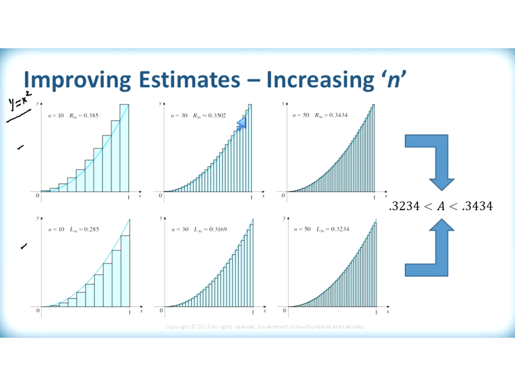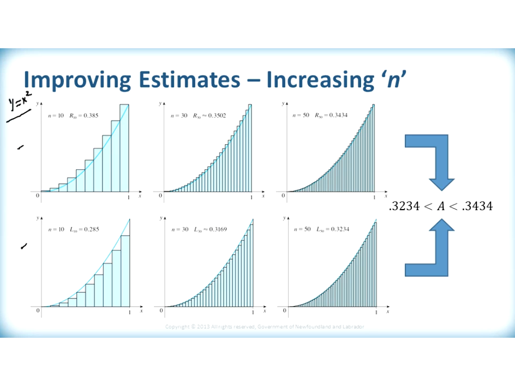And we've gone from an upper estimate that was at 0.385 to a new upper estimate at 0.3502. So obviously that's better. If it's still an upper estimate, but it's lower, it's got to be better. And our lower estimates have gone from 0.285 to 0.3169, so that's also an improvement. So basically what we can say at each stage of the game here, we're changing our upper and lower bounds.